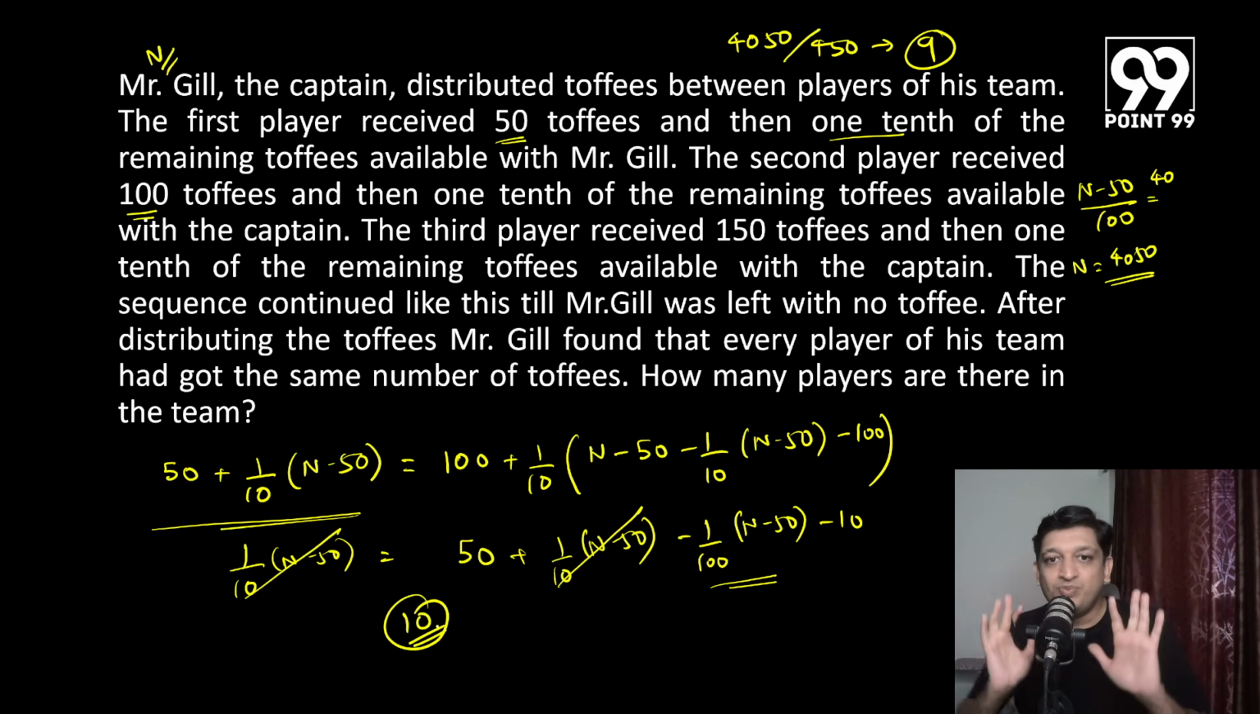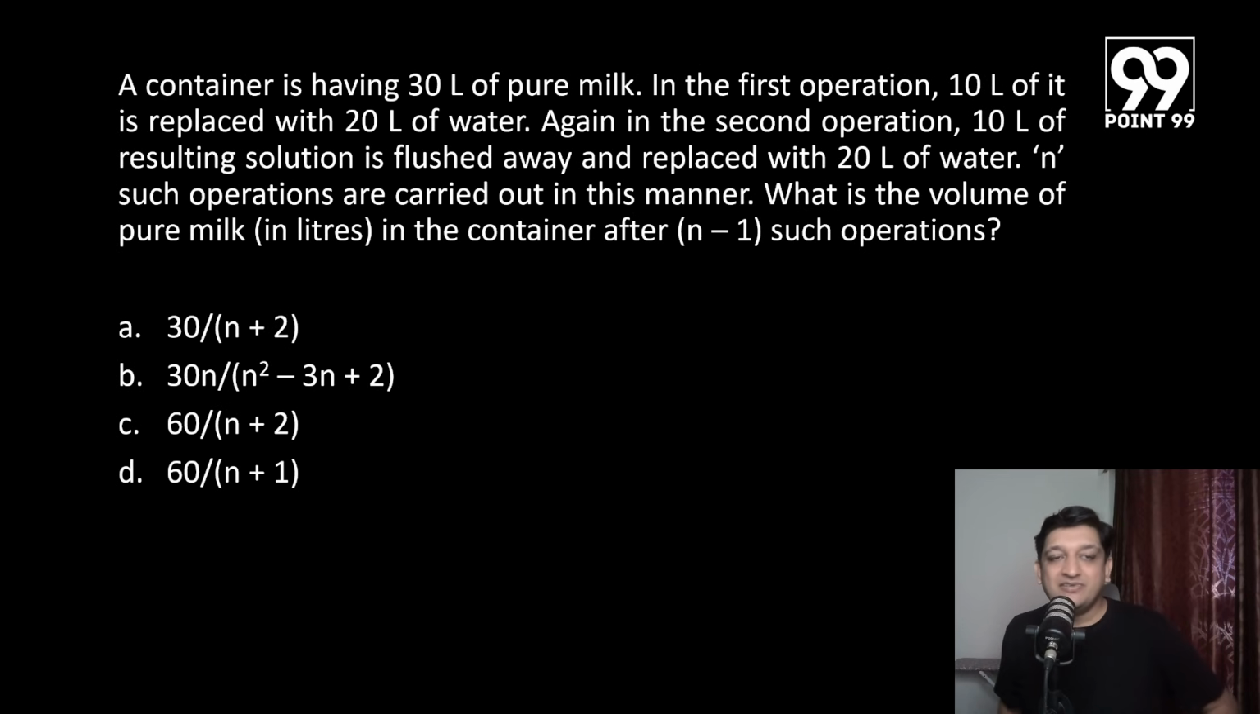So this is a supremely complicated trap that exists. You might mark 9 as the answer, but the actual answer is going to be 10 in this particular case. Let's look at the next question now. In this question, you have a container, liquid, and some operations that are being performed. So have a look at this and then look at the solution that will follow.